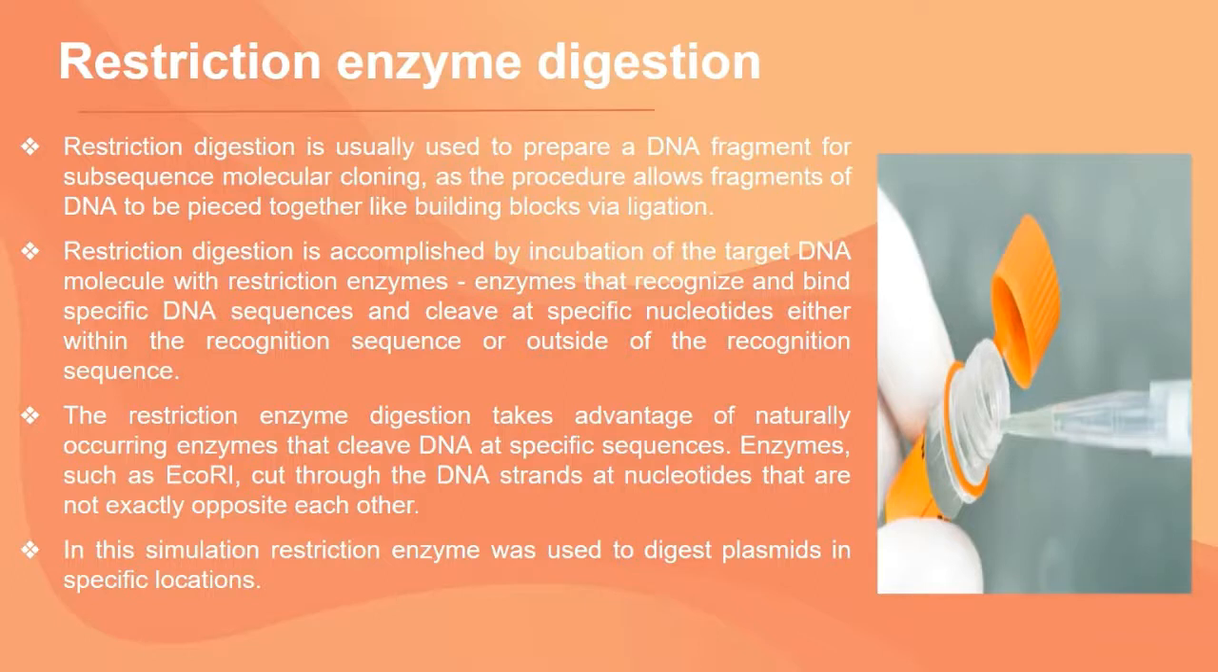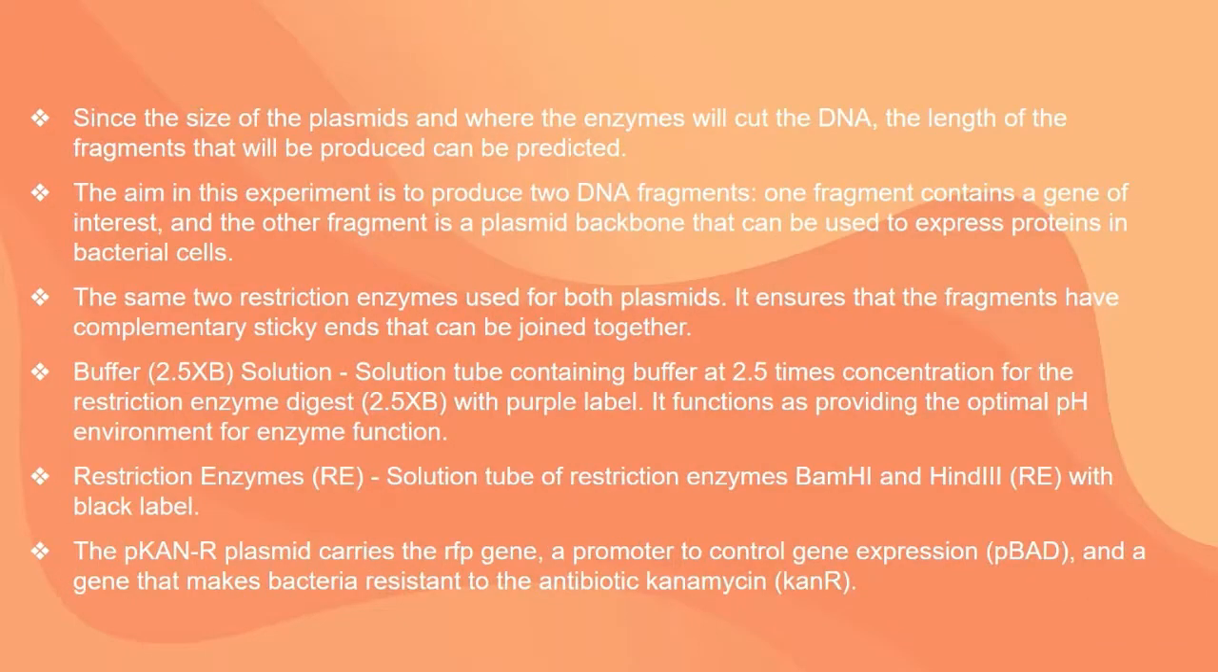In this simulation, restriction enzymes were used to digest plasmids at specific locations to isolate areas of interest. By changing the size of the plasmid and where the enzyme will cut the DNA, the length of the fragments that will be produced can be predicted.